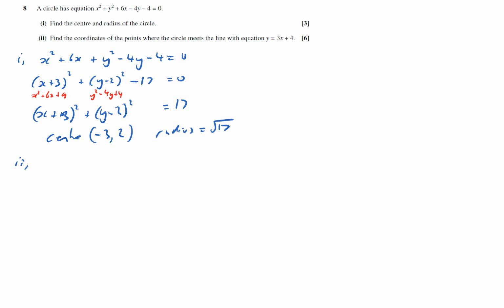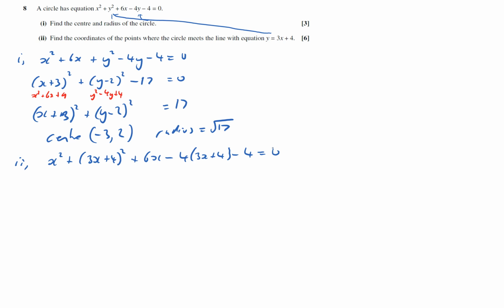Now part 2. I've got to solve simultaneous equations to find out when this line meets the circle. So I've got to substitute y in there and in there. And that will give me x squared plus the y squared, but y is 3x plus 4 squared, plus the 6x minus 4 lots of y, which is 3x plus 4. Take away that 4 at the end, and that equals 0.